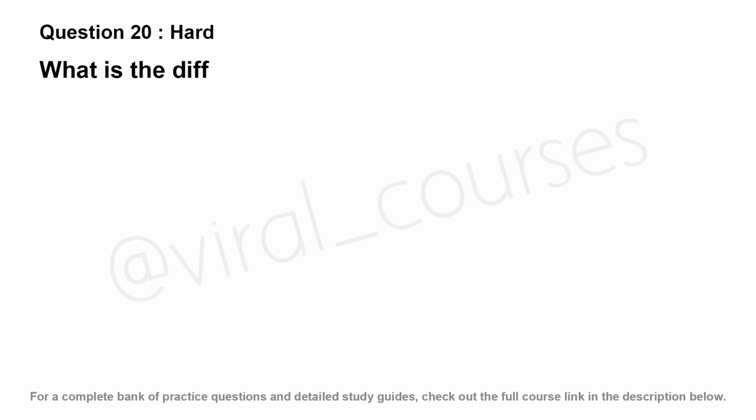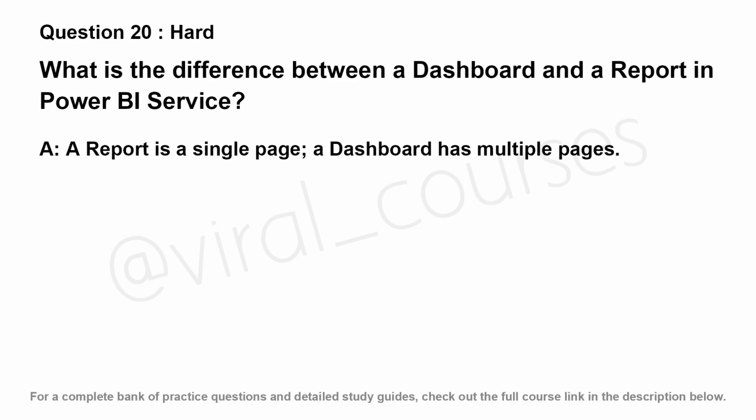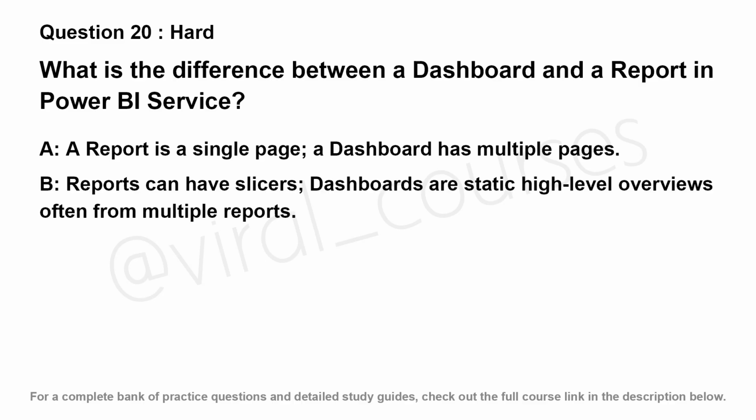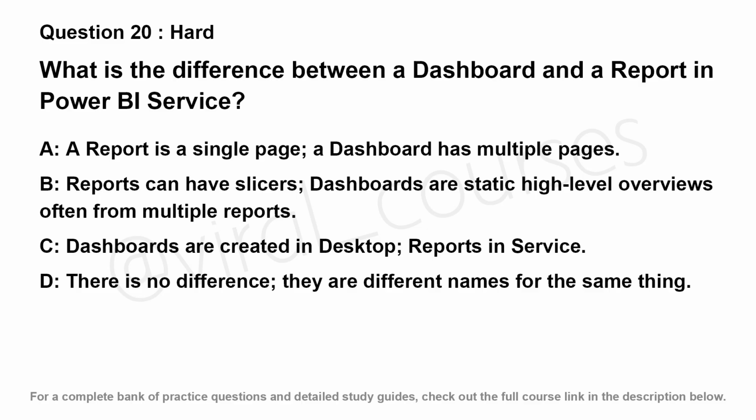What is the difference between a dashboard and a report in Power BI service? Option A. A report is a single page. A dashboard has multiple pages. Option B. Reports can have slicers. Dashboards are static high-level overviews often from multiple reports. Option C. Dashboards are created in desktop. Reports in service. Option D. There is no difference. They are different names for the same thing.